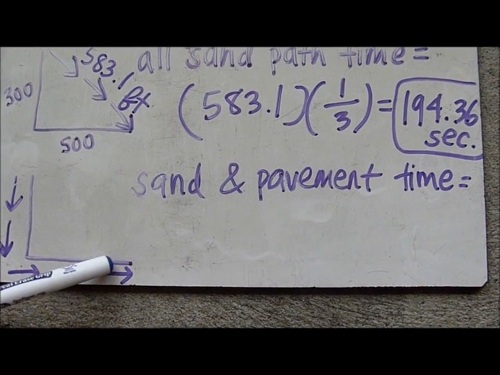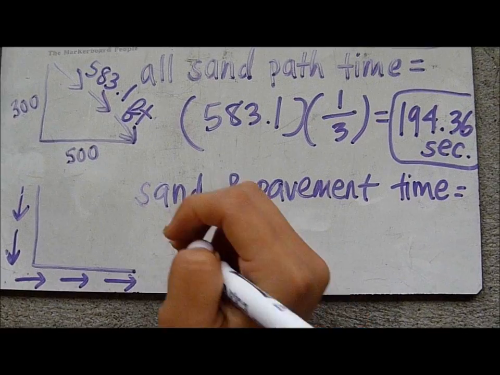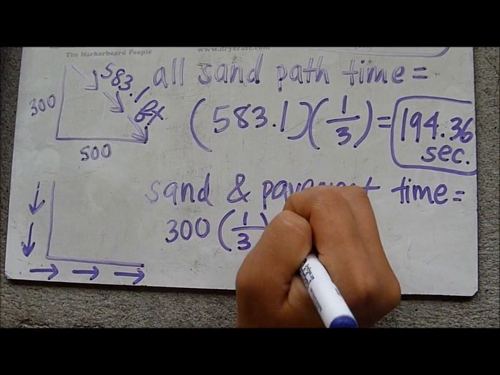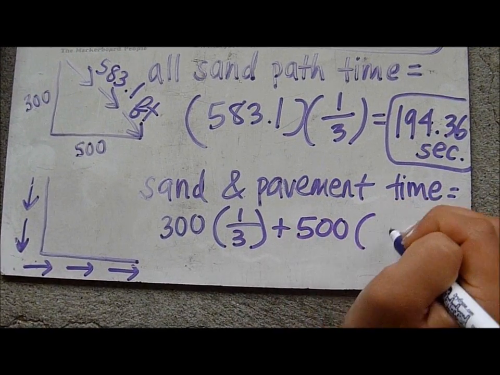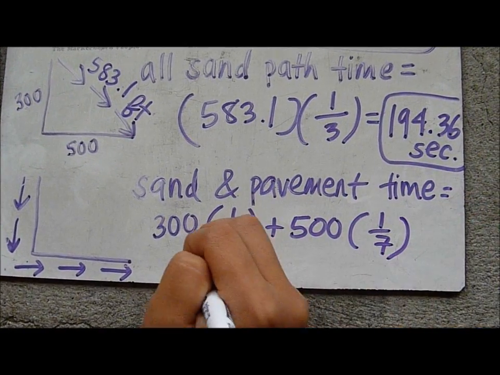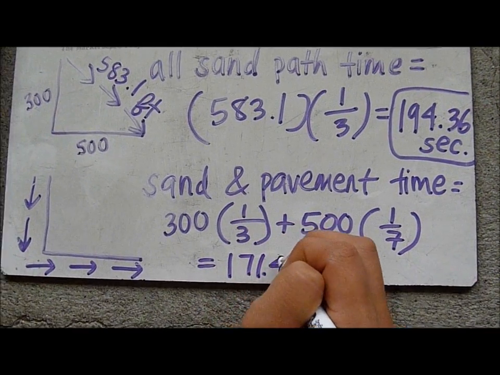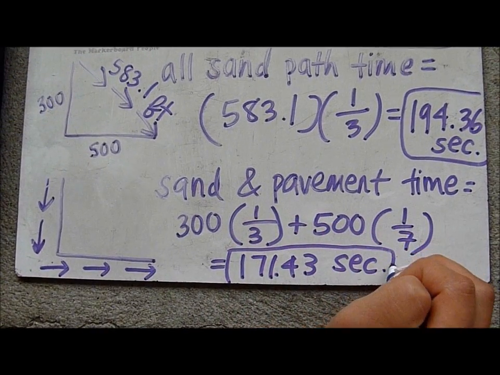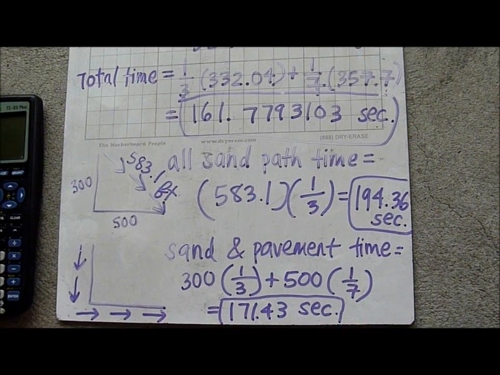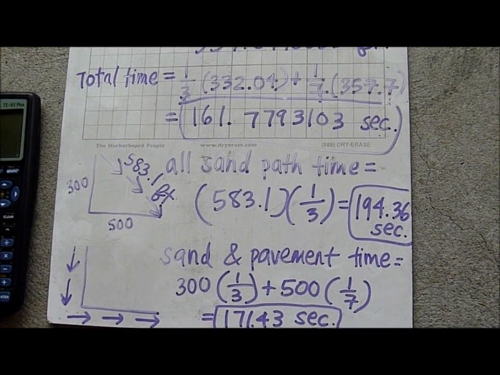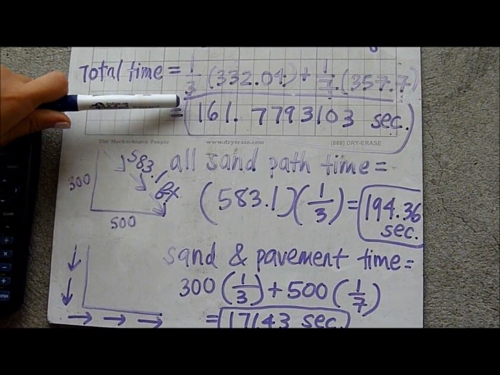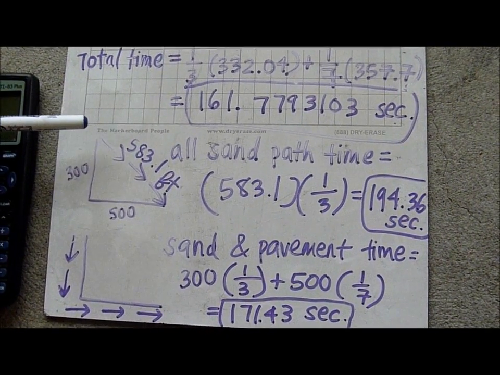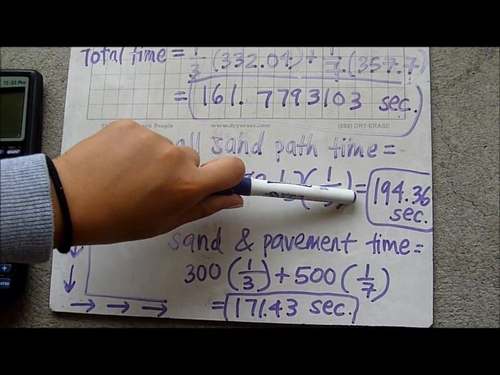Now, we must also check the alternative route of walking 300 feet on the sand and 500 feet on the pavement. We will multiply these distances by their respective rates. This gives us a time of approximately 171.4 seconds. In conclusion, we can tell that the minimal path does give us the quickest time to get back to our car, which is 161.8 seconds, as opposed to the all-sand path or walking on sand and pavement.